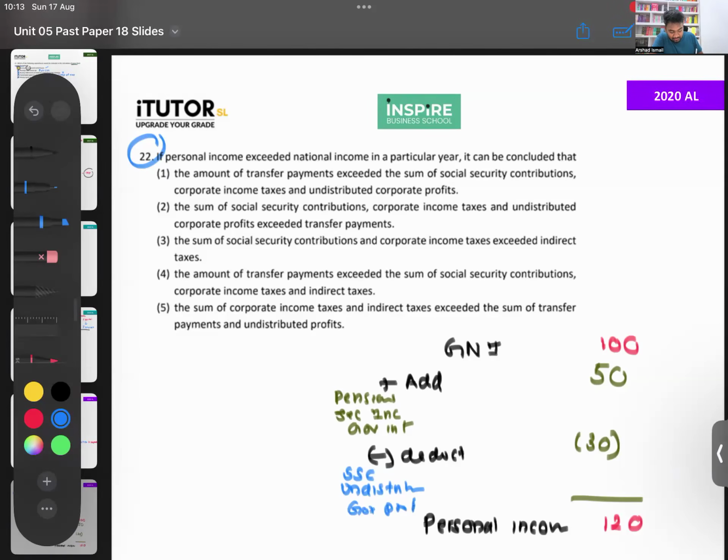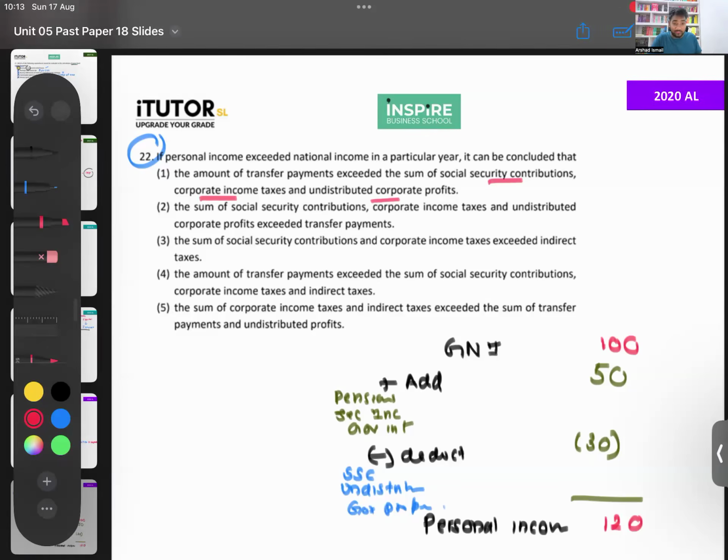So then, can you look for an answer that says that? Something that says whatever you would have added should have been more than whatever you would have deducted. Look for an answer like that. What do you all go with? Number 1, the amount of transfer payments, that is something you add, exceeded the sum of social security contribution, that's something you minus, corporate income tax you minus, undistributed profits.